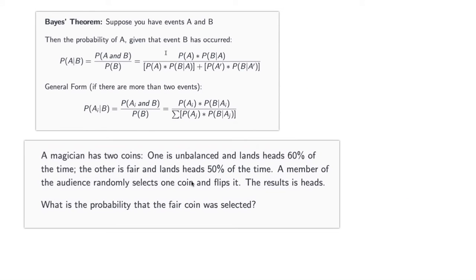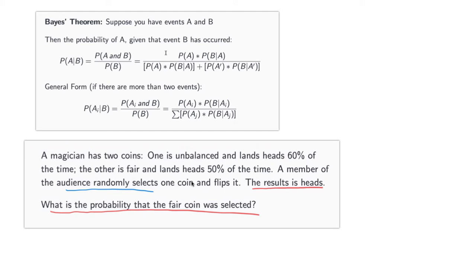Okay, looking at this one. This one's a little bit more tricky. A magician has two coins. One is unbalanced and lands heads 60% of the time. The other is fair and lands heads 50% of the time. A member of the audience randomly selects, so that's an event. The fact that the audience randomly selects, that's actually an event right there. One of the coins and flips it. The result is heads. What's the probability that the fair coin was selected? Okay, so ultimately, what's the probability that the fair coin was selected given that the result was heads, right? That's how that's going to work.